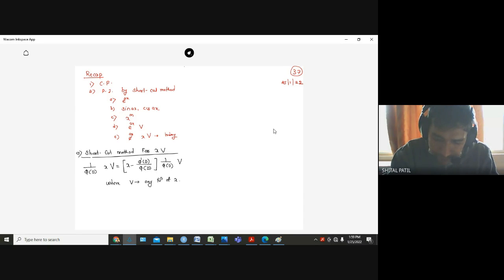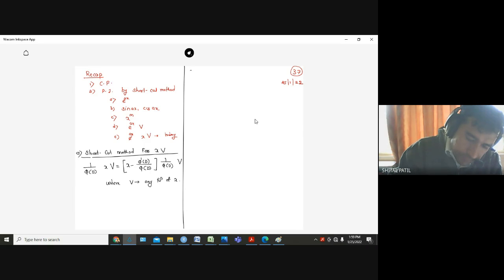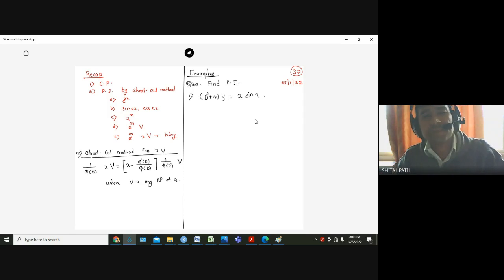Example. Find the particular integral of D square plus 4 into y equal to x sine of x. Solution. Hope I am audible to you.